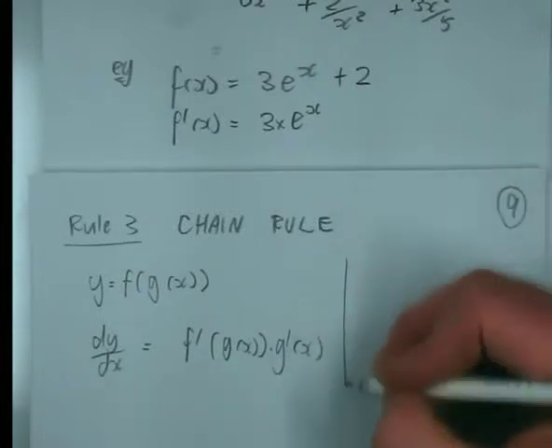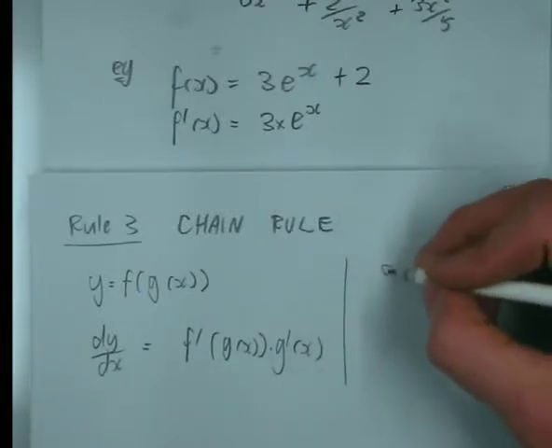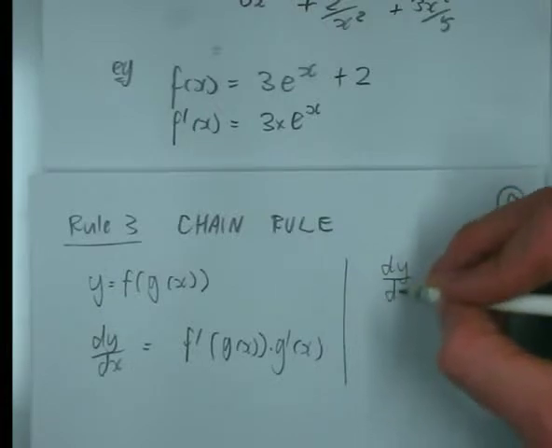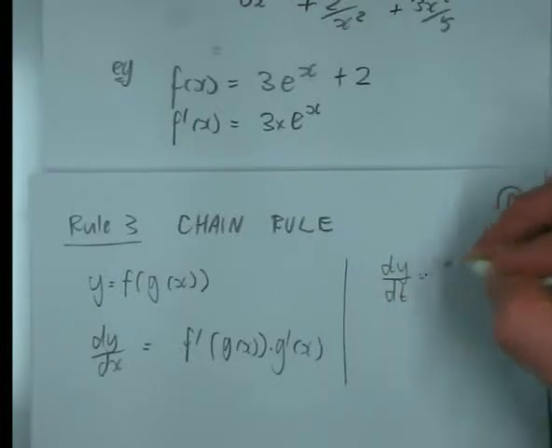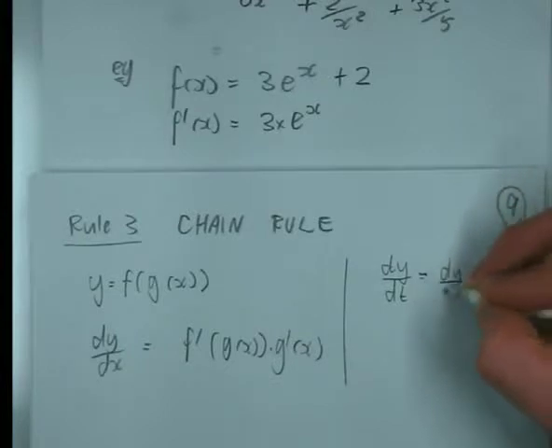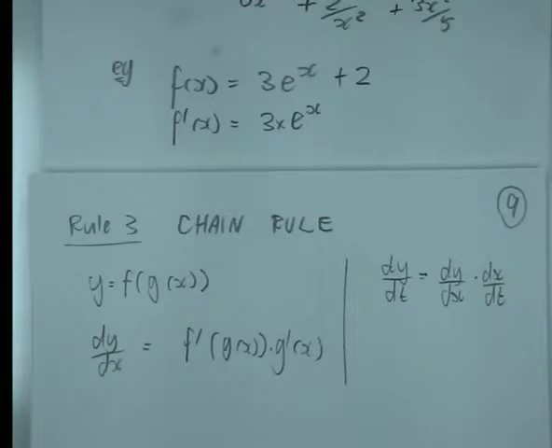And the other way of writing it is to say that dy on dt is the same as dy on dx times dx on dt, something like that. It's your classic chain rule. It's two ways of writing it. They mean the same thing.